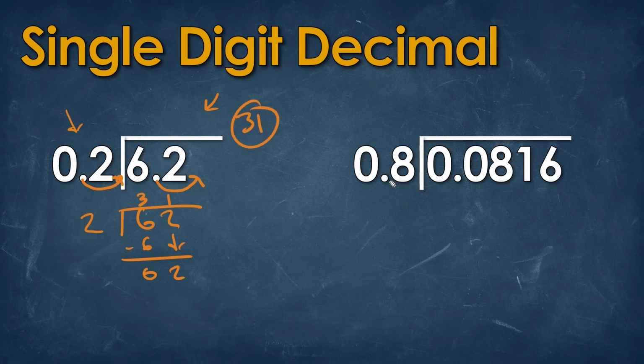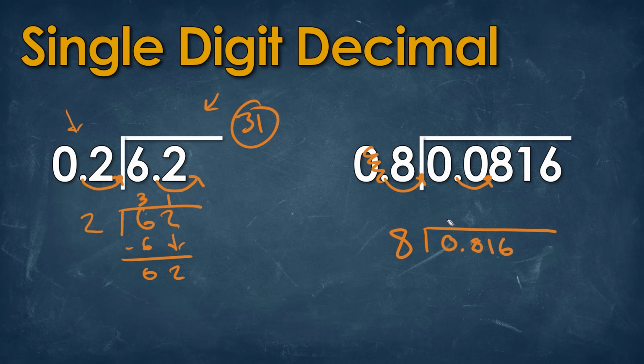Moving on to this question, again, we need to change this into a whole number. To do that, we move that decimal place over 1, which makes this value just a plain 8. Now again, we have to move the decimal place over to the right 1 on the other side, because we moved it on this side once, which means we have to move it on this side once.